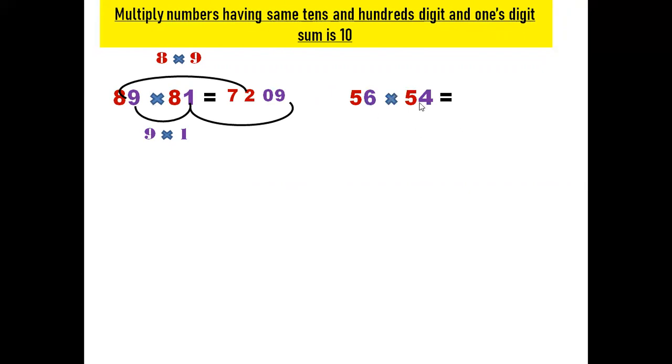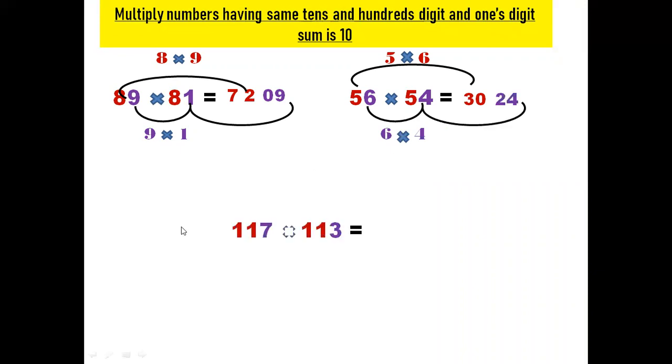Now 56 times 54. 6 plus 4 gives us 10. So 1's digit sum is 10. And 10's digit is same, which is 5. So after 5, what number comes? 6. We are not considering this 6. After 5, which number comes? 6. So we multiply 5 into 6, which gives us 30. Now 6 times 4 is 24. So easily done.